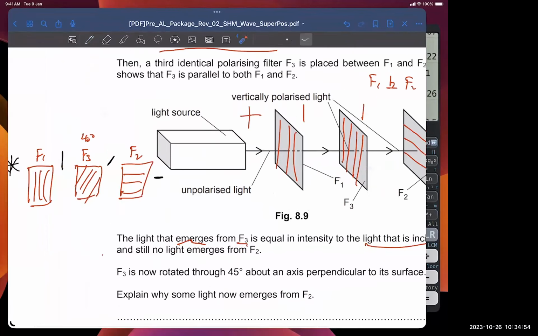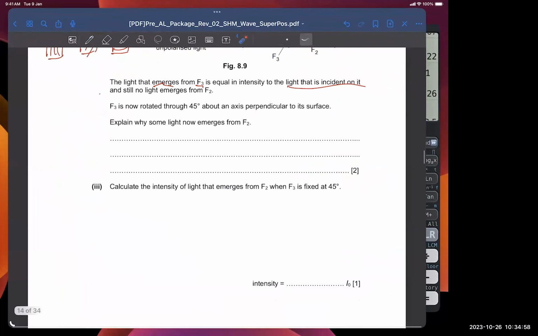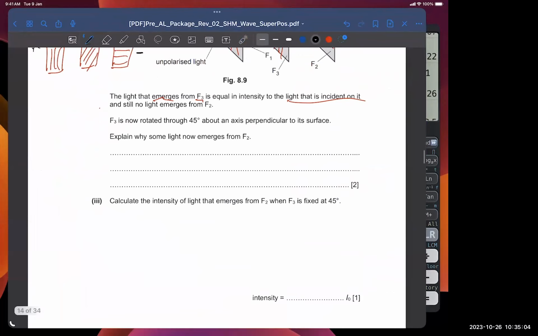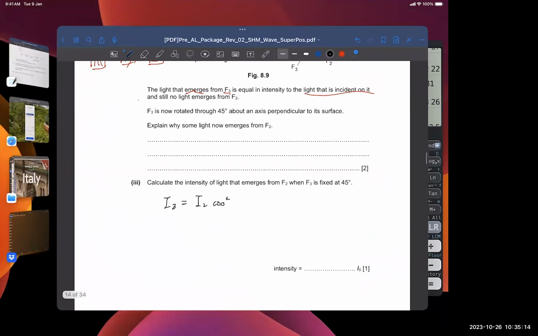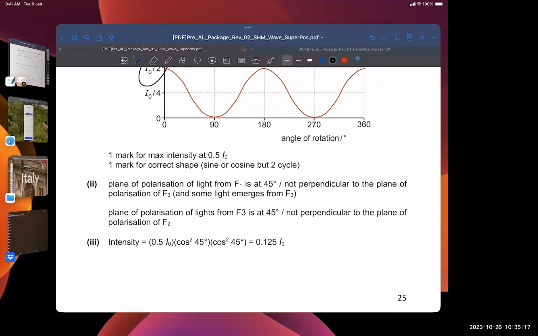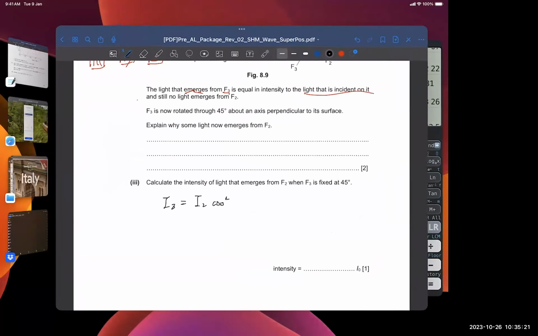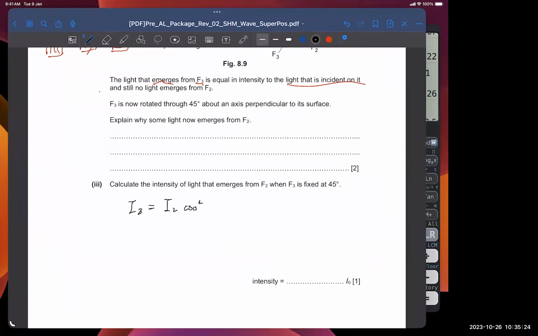So the last one is just a calculation of intensity. We start from I1, and we want to find I3. If you write out the final one, I3 is equal to I2 cosine squared 45. Here I2 is the one that's coming out from F2. So you look at I3, cosine squared 45. Then I know that I2 is equal to I1 cosine squared 45 as well.